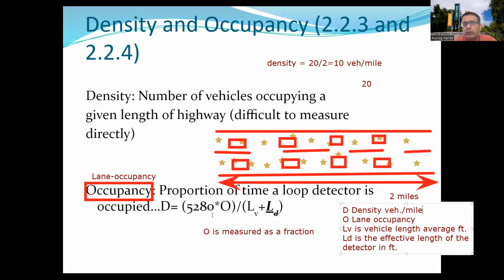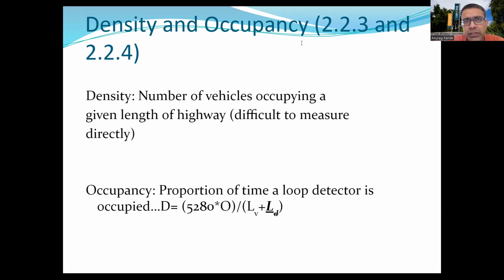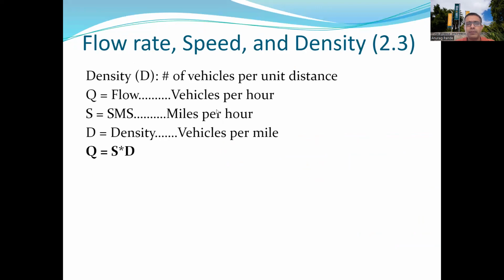Now that you've learned about the space mean speed, density, and flow rate, we can start to think about how we can relate those three measures to get the vehicle performance measures, and how those things might be related. Okay, so think about this for a second.